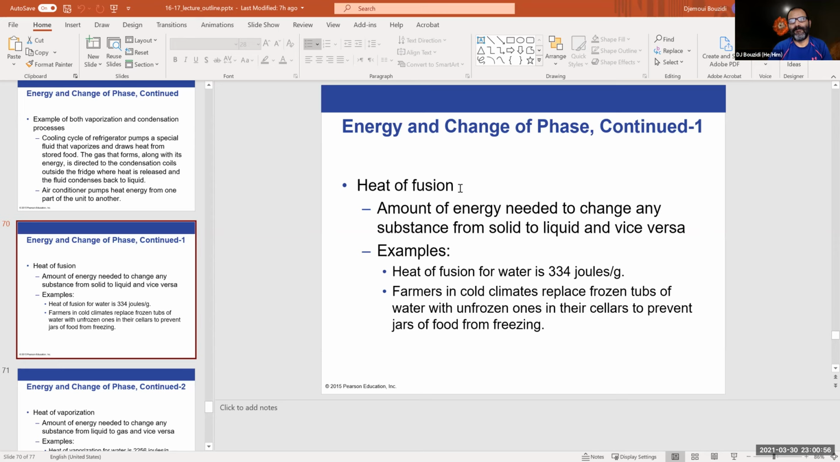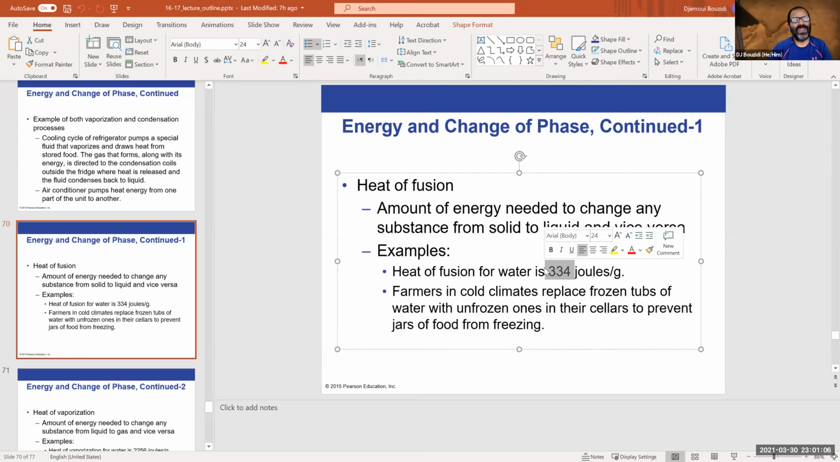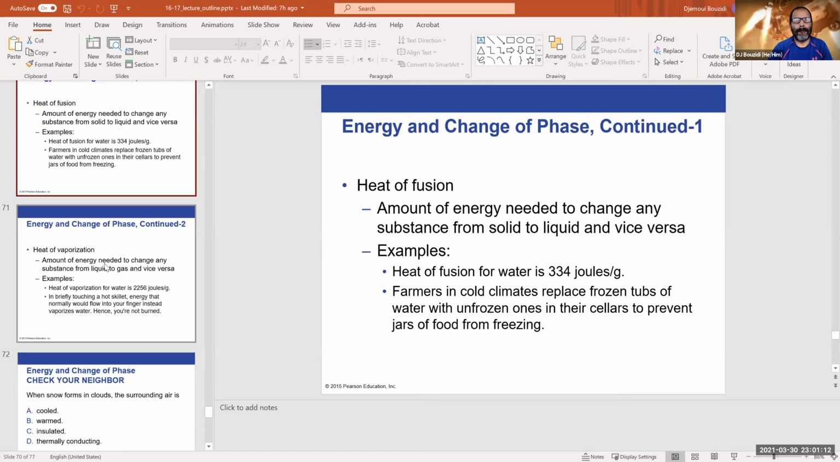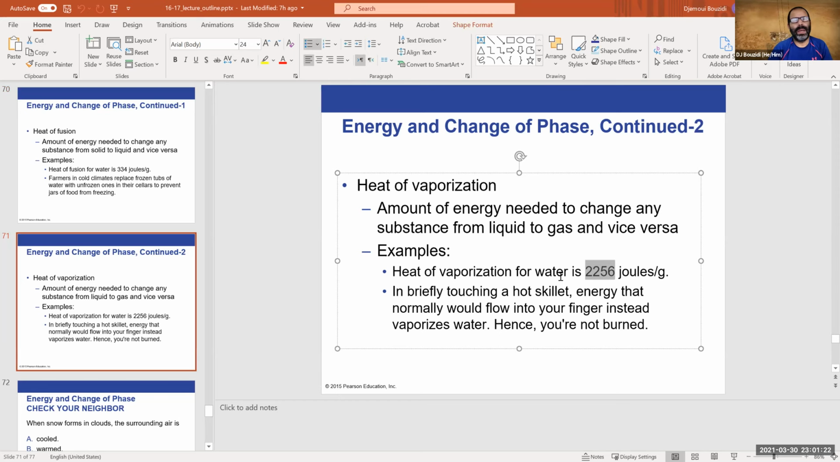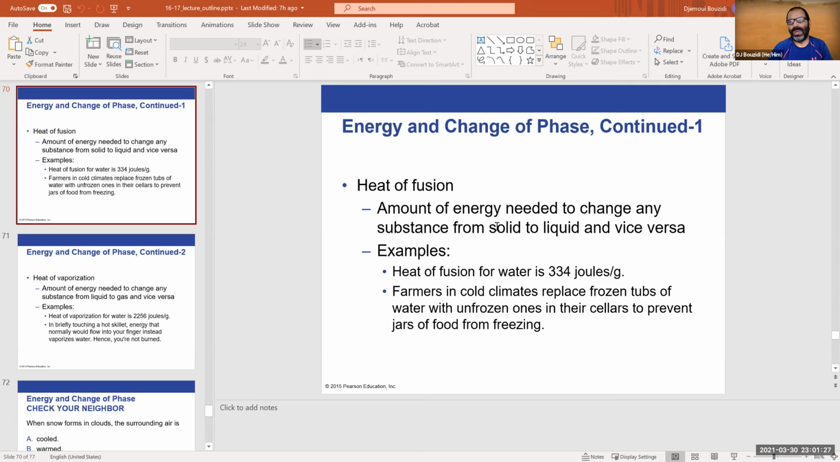So that is the amount of heat needed to change a substance from solid to liquid. And it's usually the same amount for the evaporation, okay? Sorry, fusion is to go from solid to liquid and evaporation is from liquid to gas, okay? What I meant to say in here is that the fusion, which is going from solid to liquid, is the same amount of energy as going from liquid to solid.